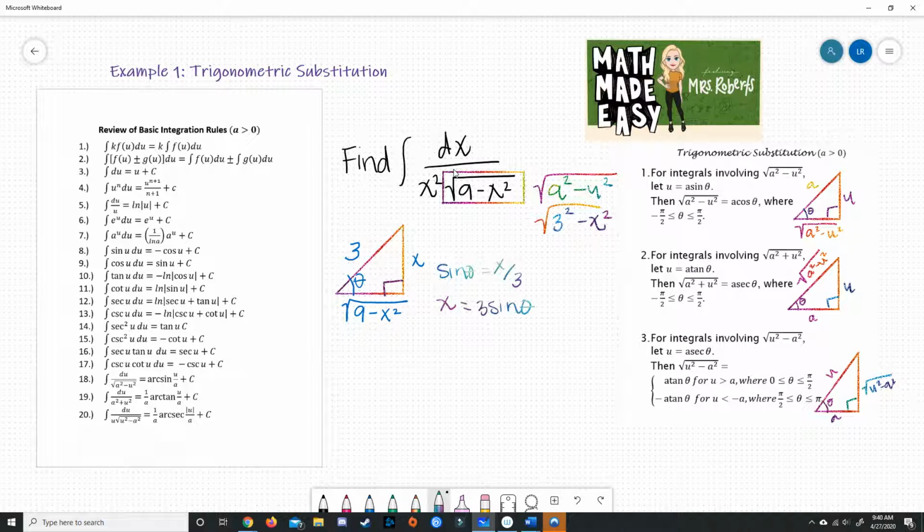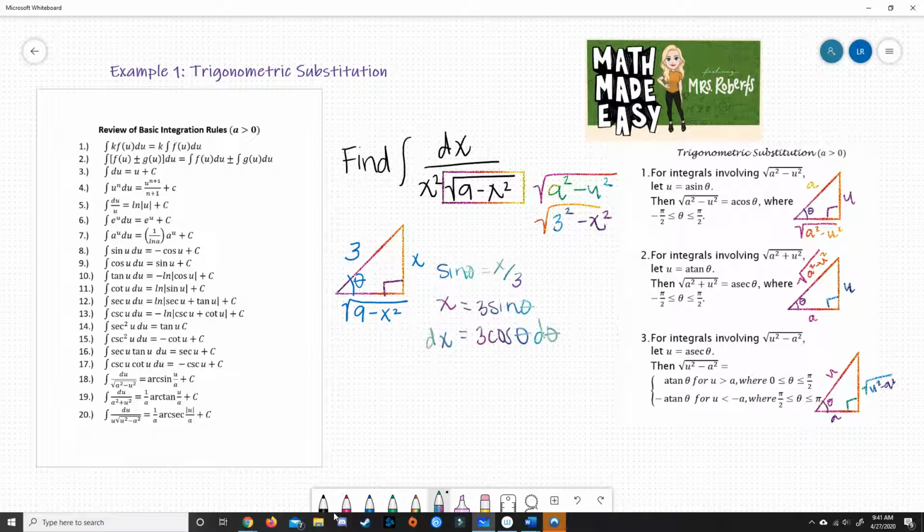Knowing this right here, you don't actually have to draw the triangle, but I think drawing the triangle makes it a little bit easier to see. So instead of using these rules, I'm going to show you how to do this all by hand now, and then we'll relate it back to this. So I have a method for replacing my x's. I need a method for replacing my dx. And so let's go ahead and take the derivative of this. The derivative of x is going to be 3 cosine of theta d theta.